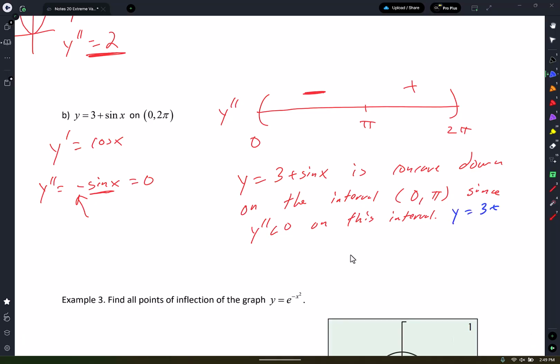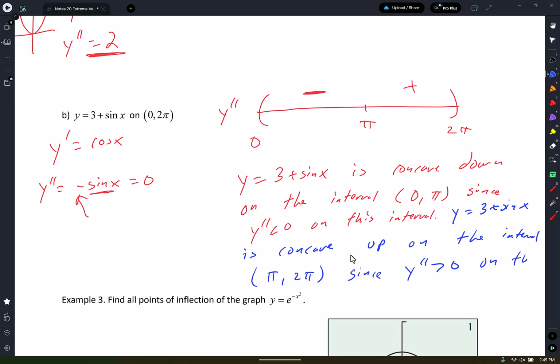Y equals 3 plus sine x is concave up on the interval parenthesis pi comma 2 pi close it, since y prime prime is greater than 0 on this specific interval. Oh, I didn't say specific interval on the last one. That's fine. But my habit is usually to say the word specific.